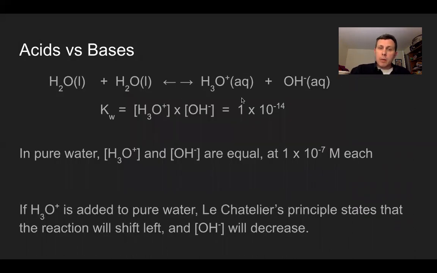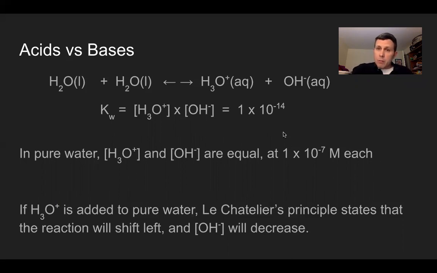This equilibrium, though, is always going on, whether it's pure water or not. In neutral water, the K value for this reaction is 1 times 10 to the negative 14, meaning in pure water, a very, very tiny amount actually does this, called autoionization. So you're not going to see much H3O+ or OH−, and it actually comes out to 1 times 10 to the negative 7 molarity each.